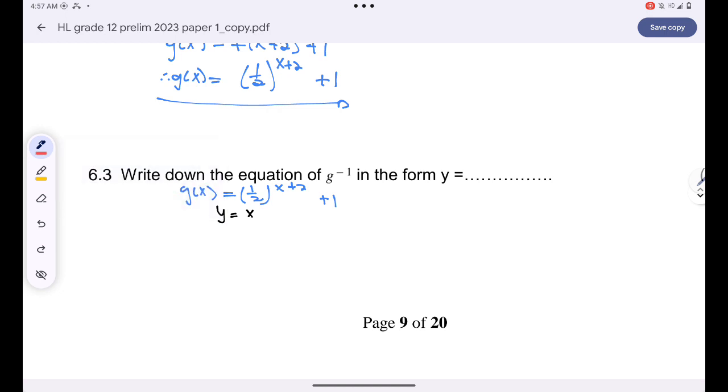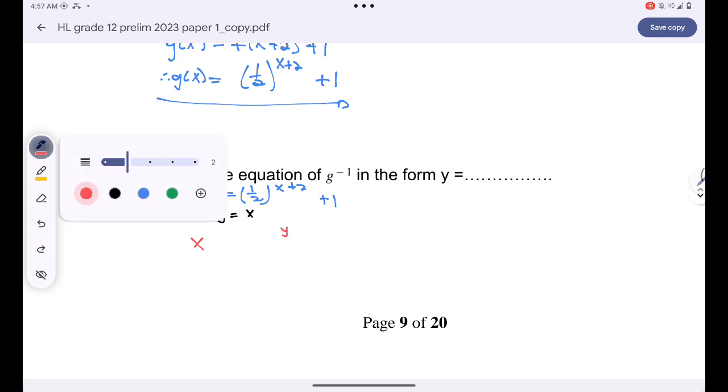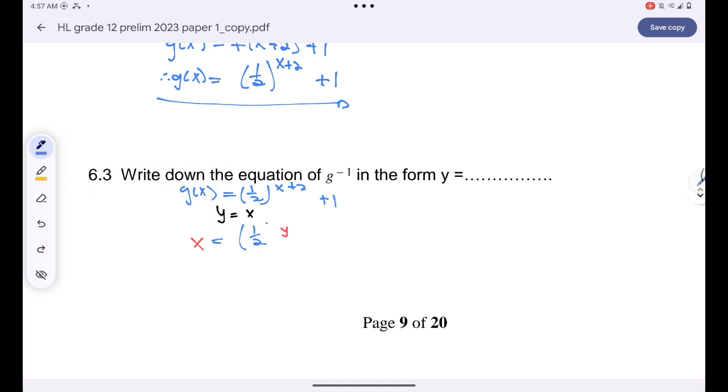That simply means I must just interchange both x and y. That means on the left hand side I will now have x, and then on the right hand side I'll have y. I'll have y where there was x before. So I'll just interchange both x and y.